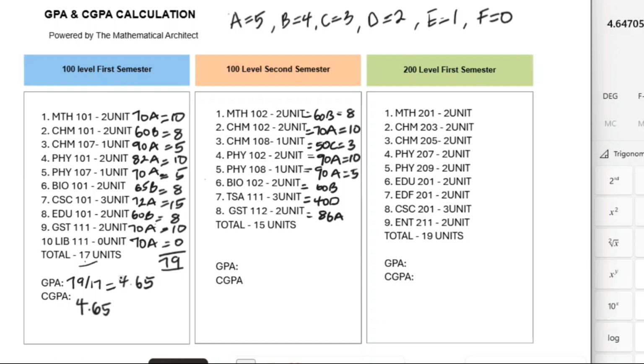So this 4 times 2, that will give us 8 points. These 2 times 3, that will give us 6 points. This 5 times 2, that will give us 10 points.